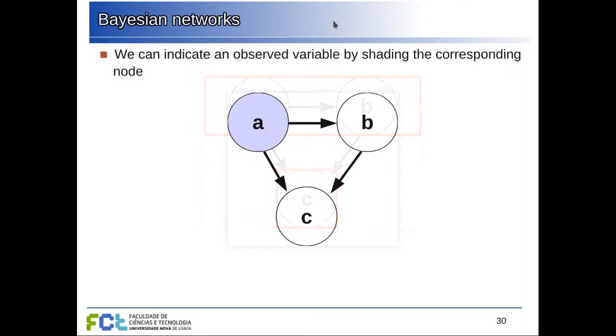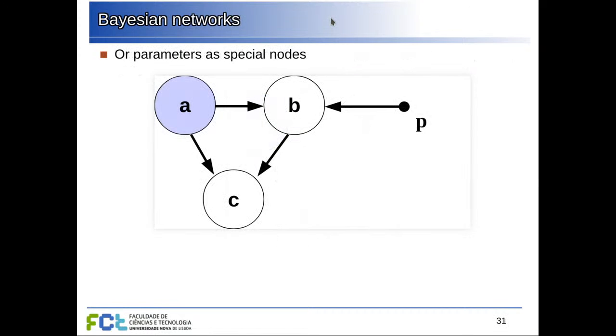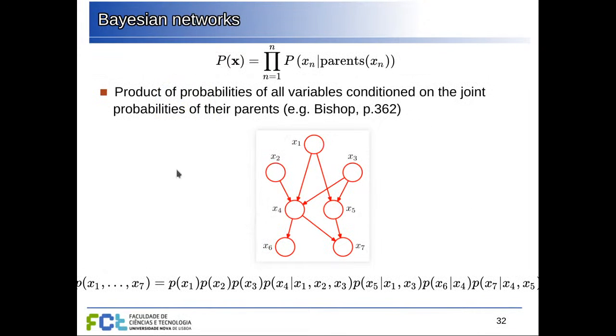If some of these variables are observed, we can indicate that by usually coloring or shading the node. We can also indicate parameters, so these special nodes are not random variables, but the variables may be conditionally dependent on the values of the parameters. So the parameters may be something that is not random, that we fix, but it may affect the probability distributions of the variables. So this is an example that you have in Bishop's book that you can see there.